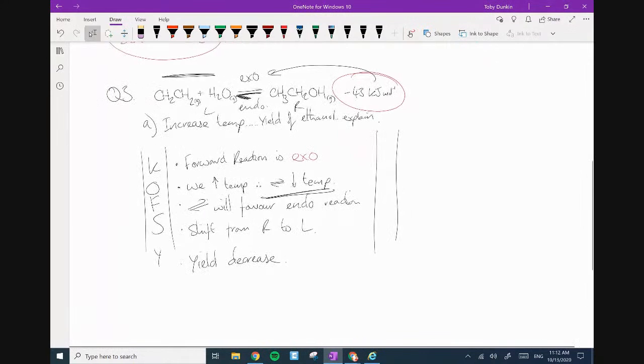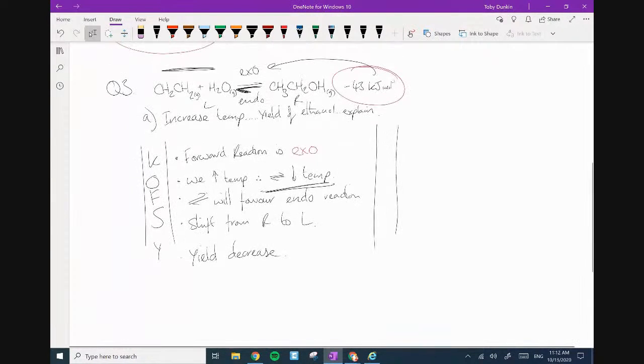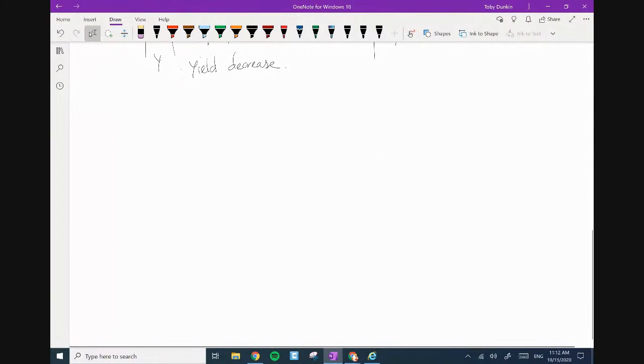Okay, so we've run Le Chatelier's principle on two temperature ones. Now we want to switch to pressure. And I'm going to stick with the same example because this is another important one for you to know.